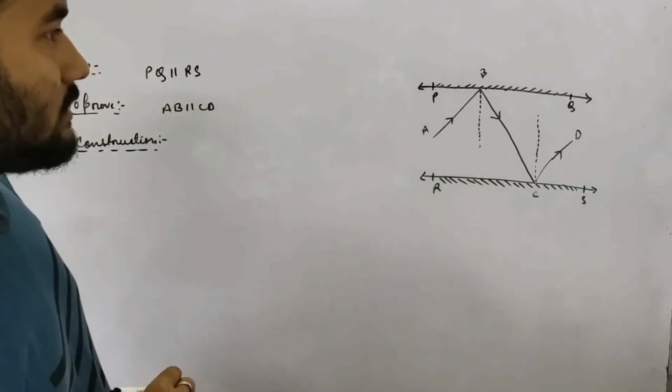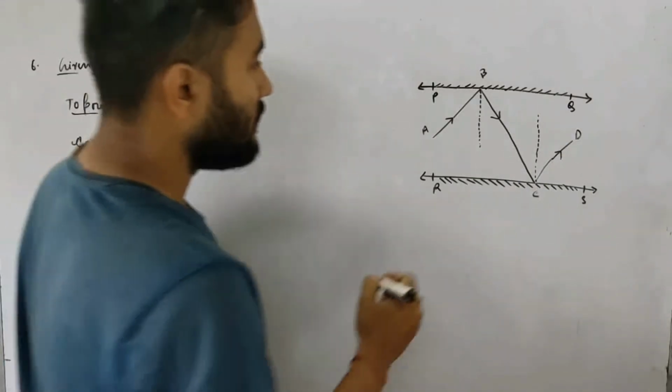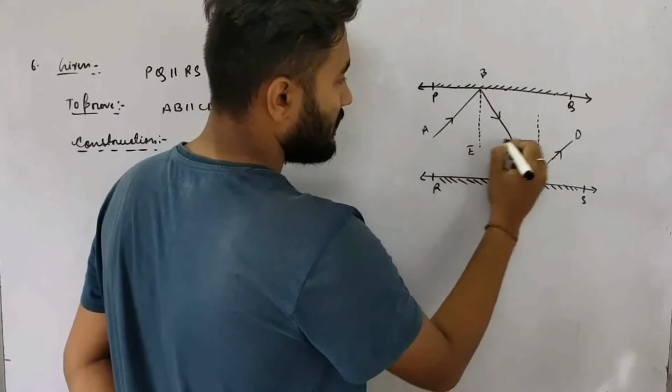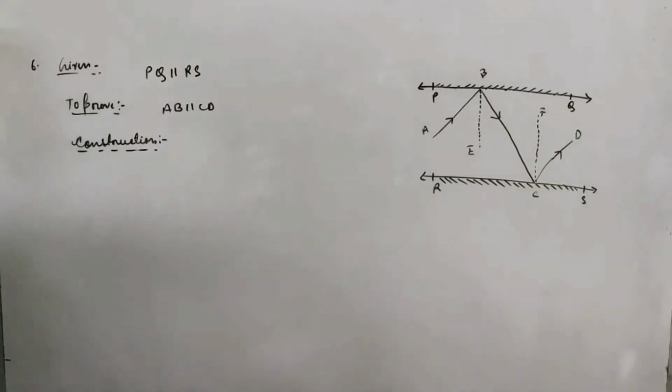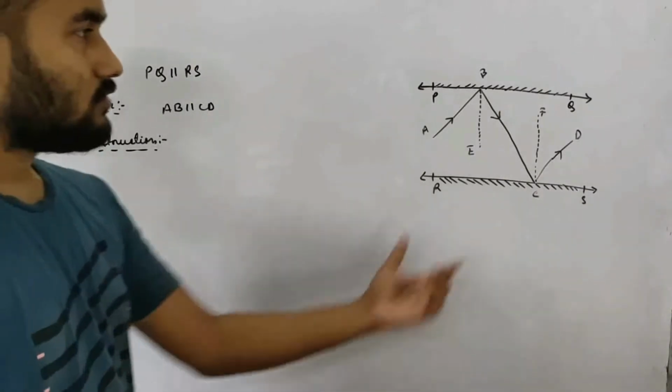Say ABCD is there, PQRS is there, EF. Say ABCD, this is E, and this is say F. Okay, ABC, this is EF. So this we have drawn.